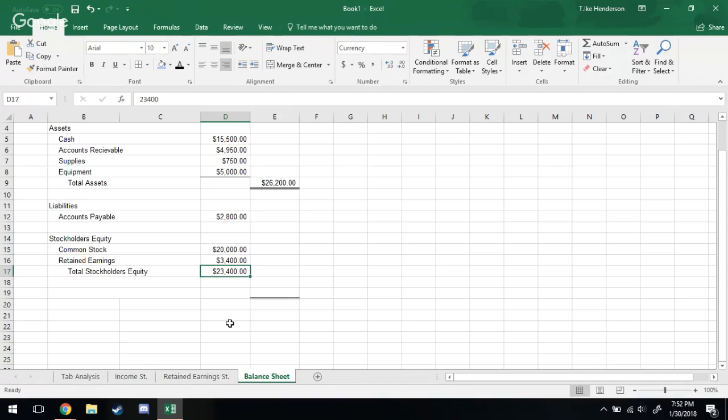By adding together our common stock of $20,000 and our retained earnings of $3,400, that gives us our total stockholders' equity of $23,400. Now that we have our total stockholders' equity and our only liabilities account, by adding those together, we can get our total liabilities and stockholders' equity of $26,200. It is important to note that because of the accounting equation, assets will equal liabilities plus stockholders' equity. And that's what we have here, $26,200 on both sides of the equation. And that'll do it. That gives us our income statement, our retained earnings statement, and our balance sheet.